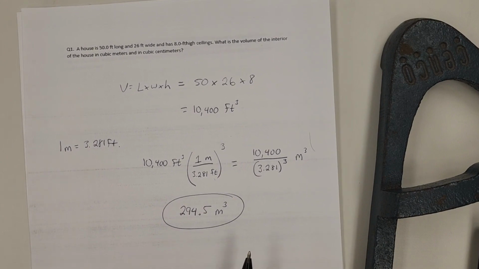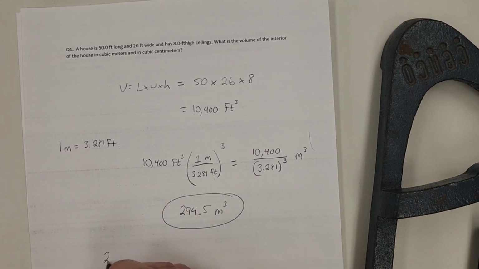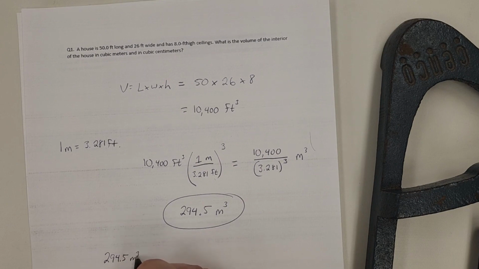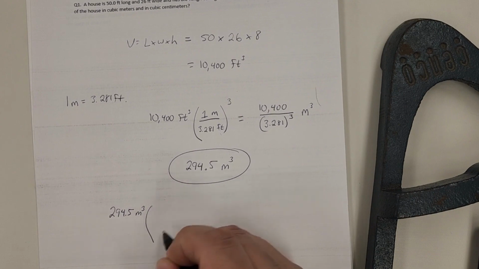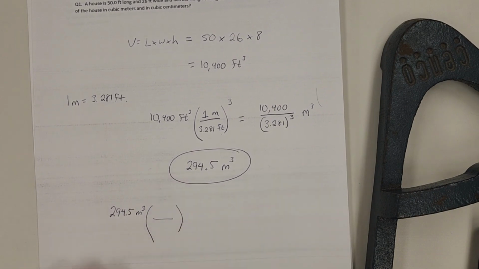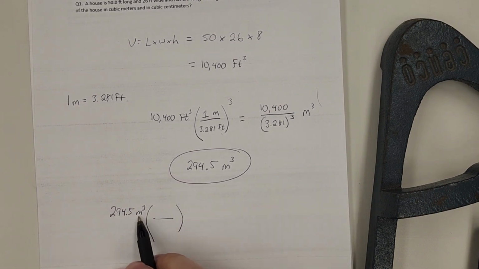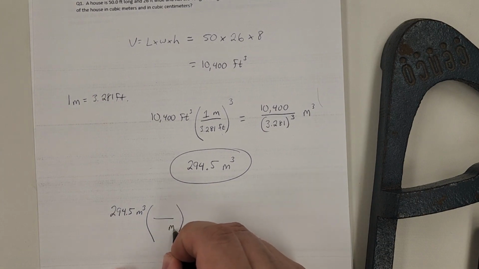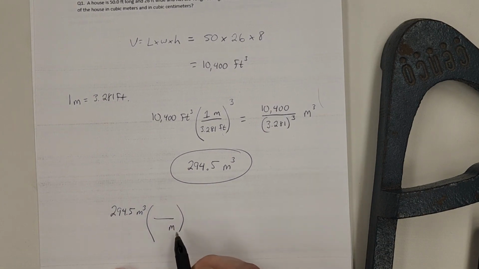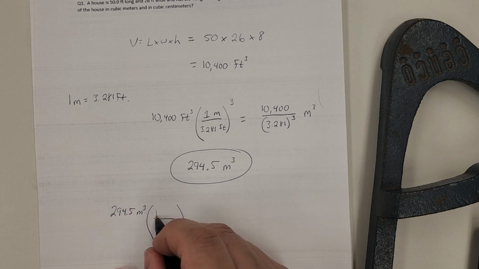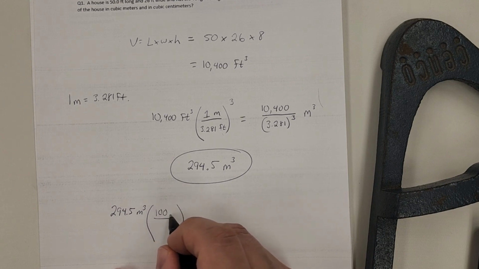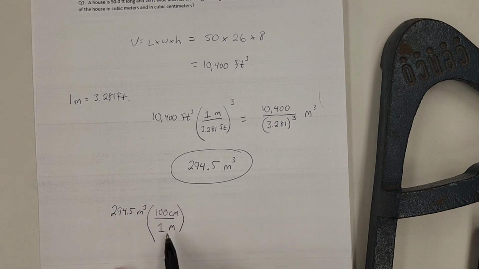All right, so now we're in meters cubed, so we need to get into centimeters cubed. Okay, so we'll start with our 294.5. Again, we have meters cubed. Okay, and we'll need to convert into centimeters. So now meters is what I want to put on the bottom. Okay, and we need to ask ourselves how many centimeters are in a meter. Okay, so there should be 100 centimeters in every 1 meter. And this trick again applies that this is cubic meters.